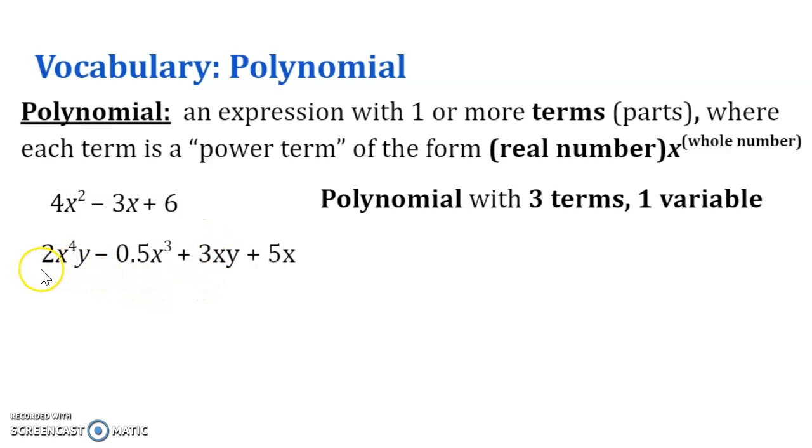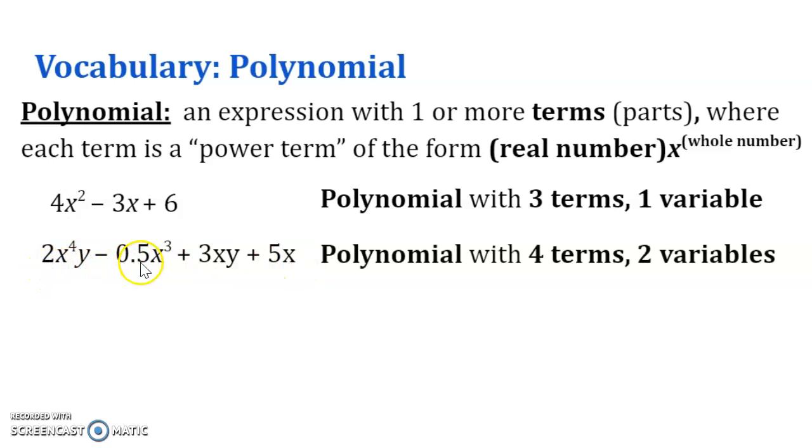What about this? Okay, how many terms do we have? Well, we have a negative here, positive here, positive here. Those are separating the terms. So that means we have 4 terms, 1, 2, 3, 4. And how many variables do we have? We have x is one of the variables and y is another variable. So we have 2 variables.